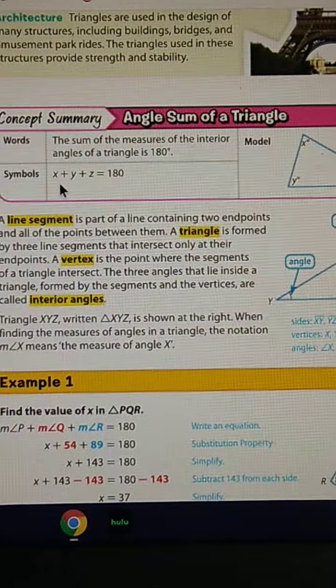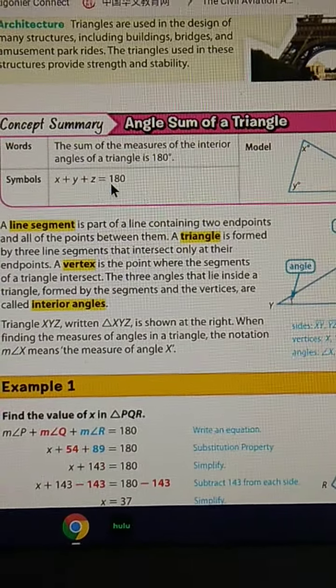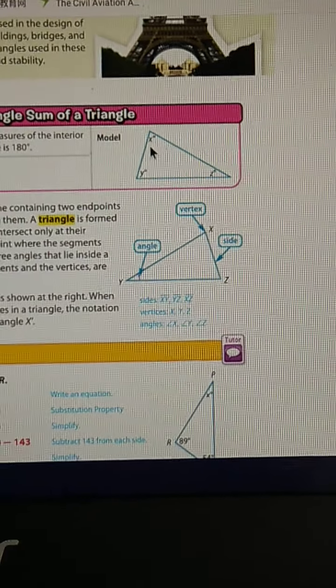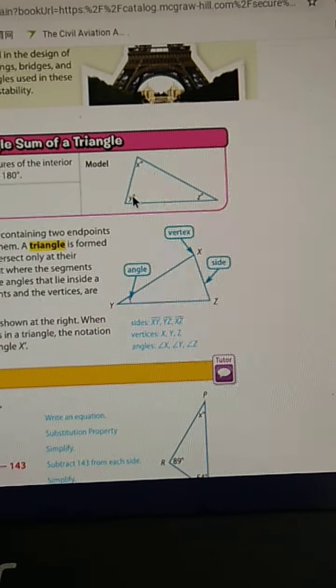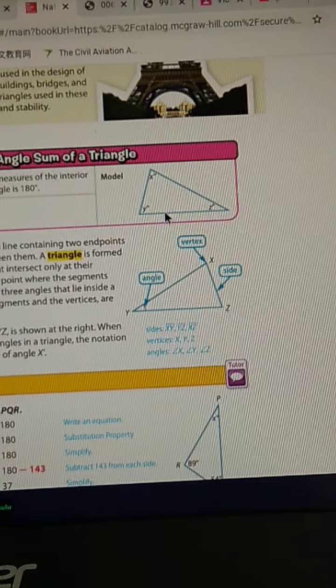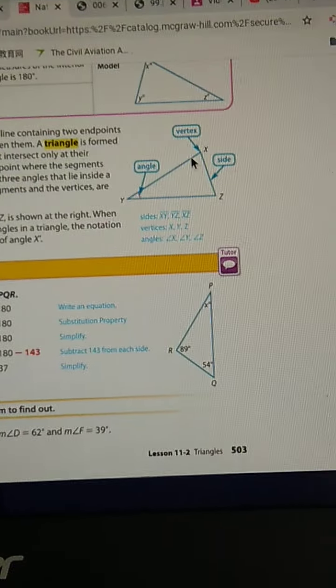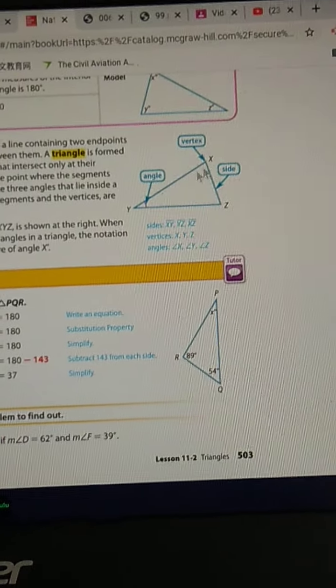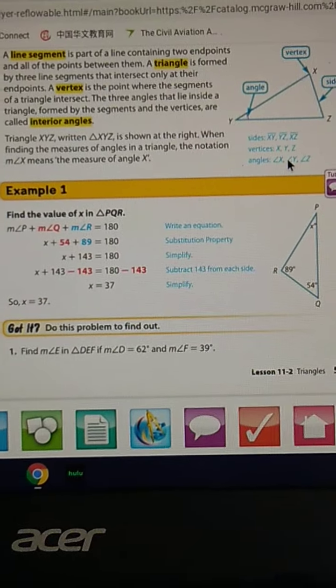Which means that if you add up all three of the angles inside the triangle, they will always add up to 180. So here, if you have two of these angles already measured out for you, then you can solve for the third one. And that's what you will be doing today in this lesson. There is other vocabulary like vertex, angle, side, which I don't think we need to explain.